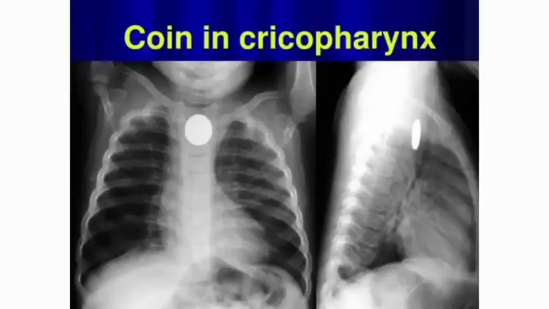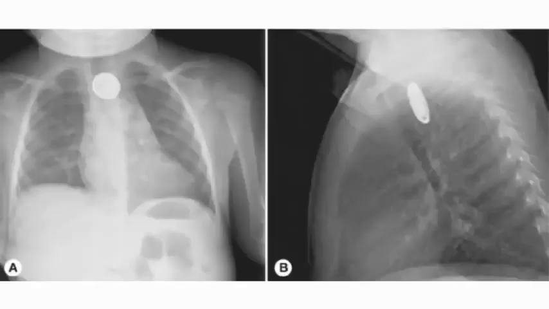Again, this picture is showing that in the AP view, the whole of the coin is seen, while in the lateral view, only the side of the coin is seen. That is typical for a foreign body in the GI tract. Again, a case of a coin in the cricopharynx with a typical appearance of a coin in the GI tract.